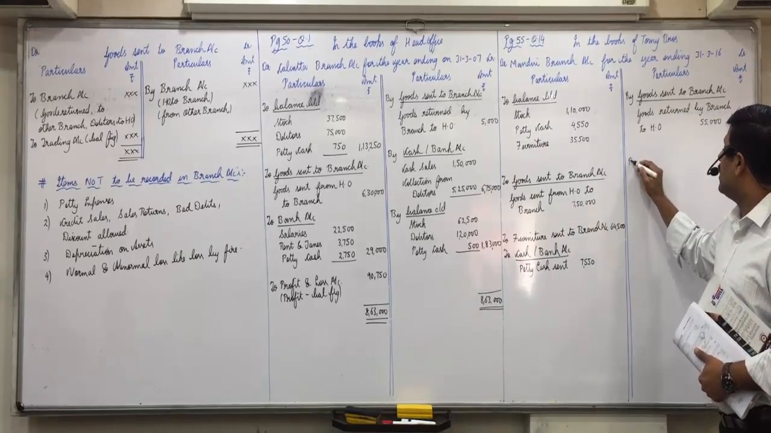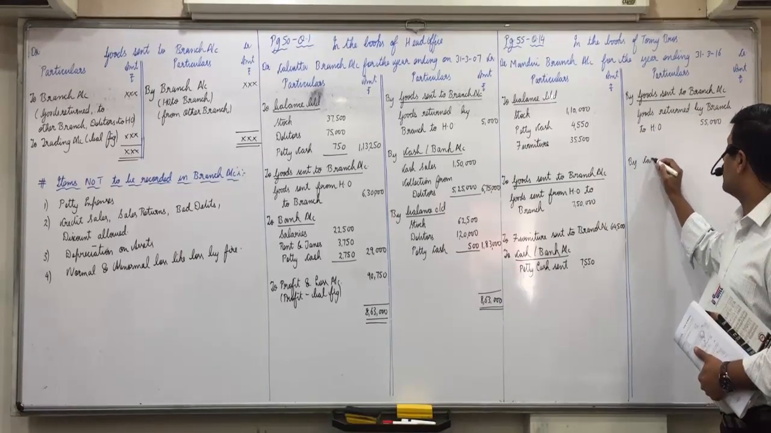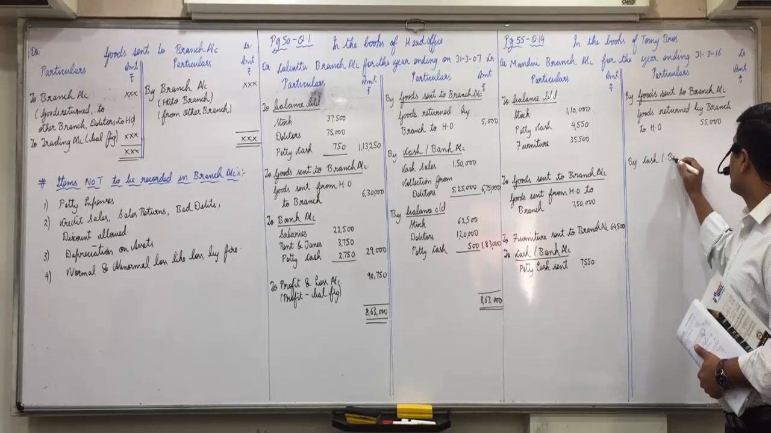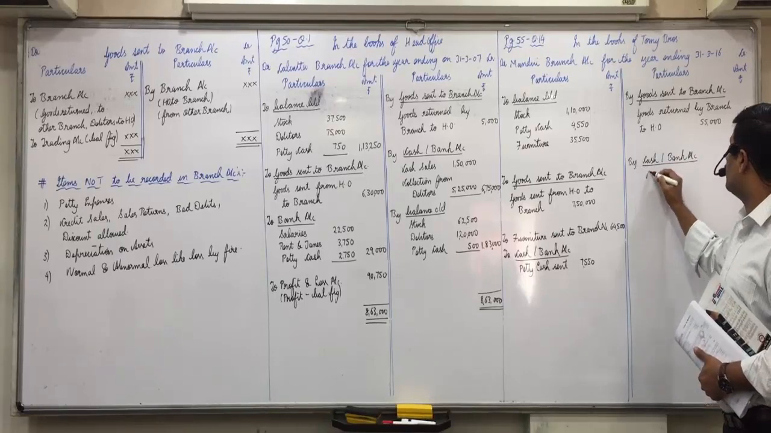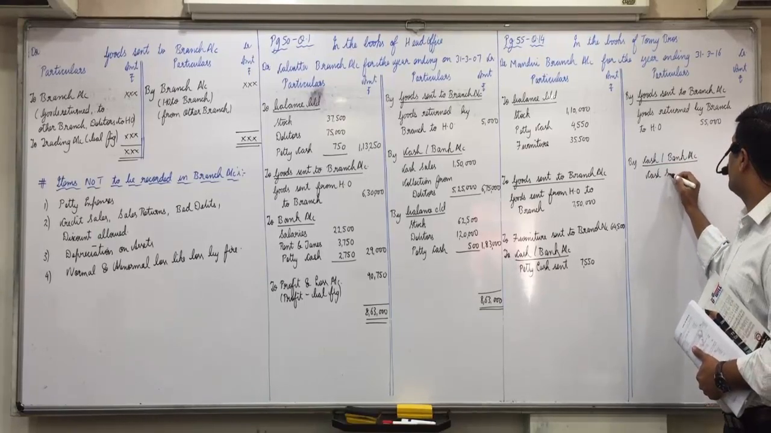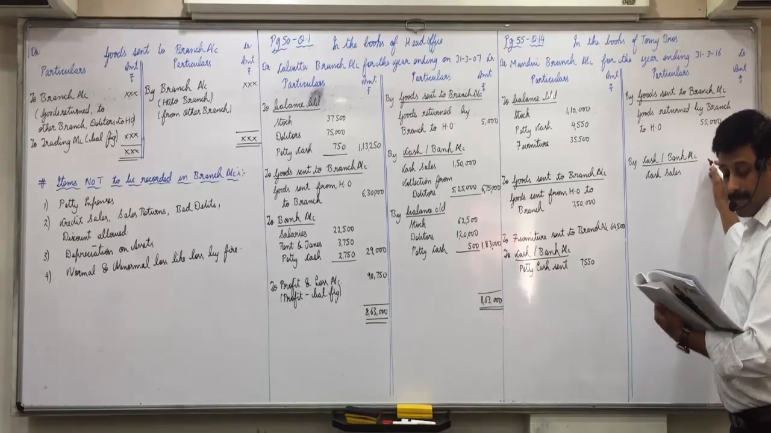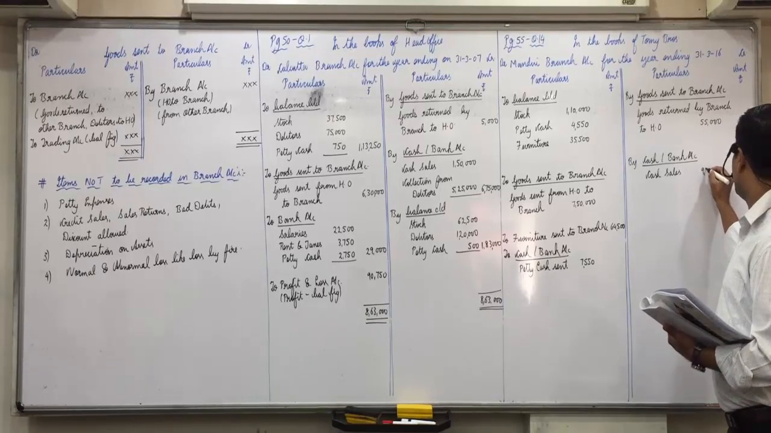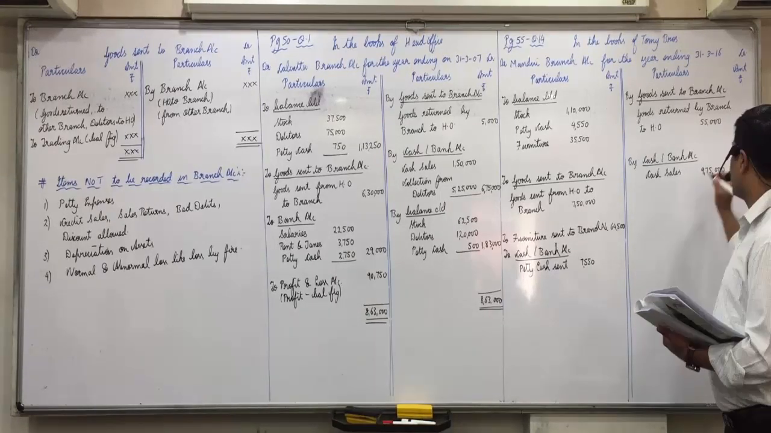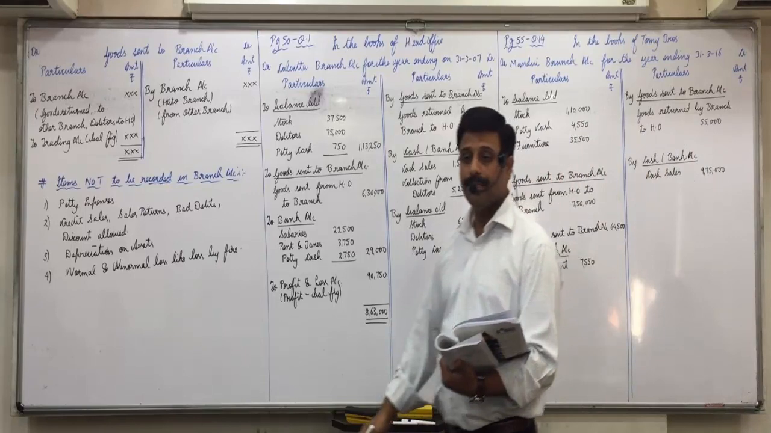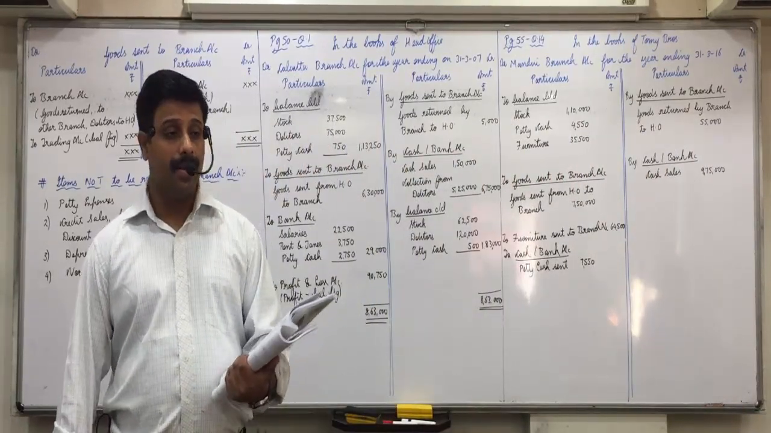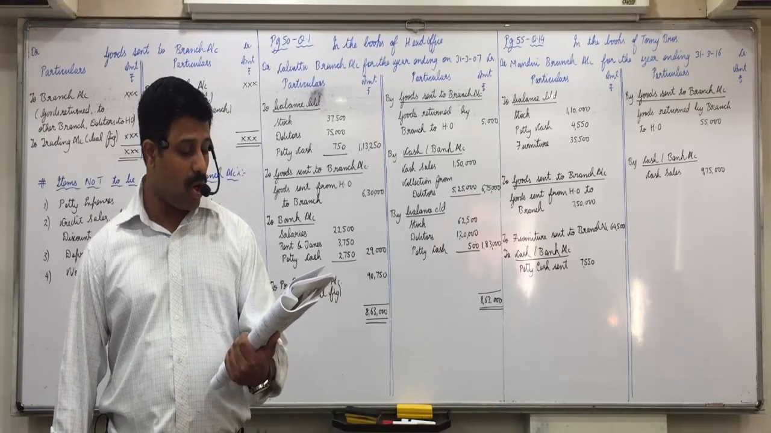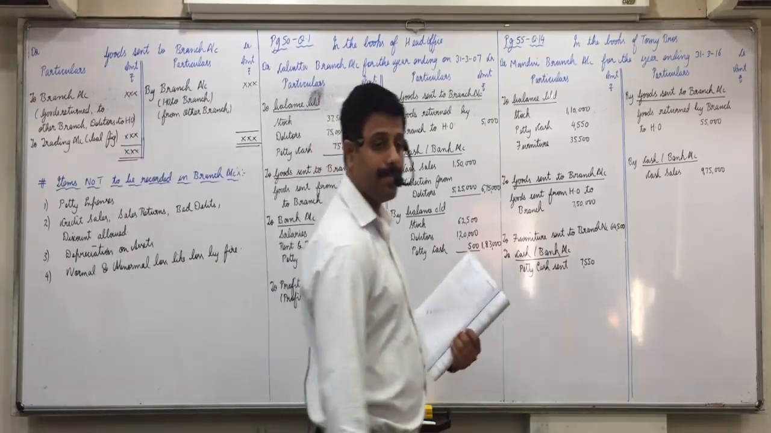Leave around 2 lines here, then by cash or bank account. In the cash sales inner column, 9,75,000. Is everyone clear with this? Any doubt or clear? Then, stock on 31/3/16.